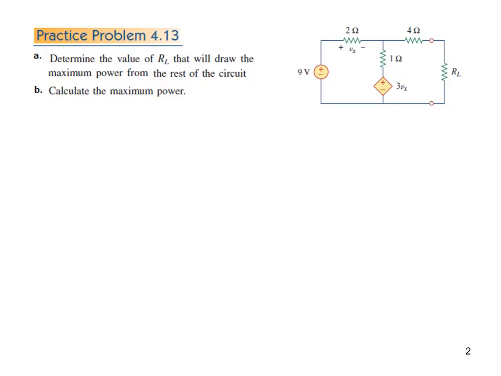4.13, and this is the circuit, and as you know this is a dependent source. The diamond sign is for dependent source, and it is a voltage source. It is depending on this voltage Vx, and here also we need to find the RL, the load resistance for maximum power transfer, and also we need to find the value of maximum power as we did in the previous video.